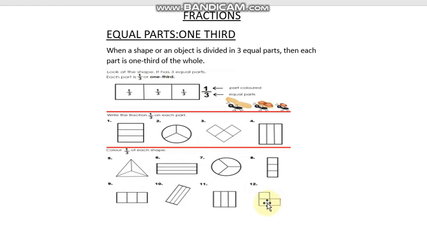So students, this is all about the fraction equal parts 1/3. When you divide an object or a shape into three equal parts, then each part is 1/3 of the whole. When you color or take any one part, it is 1/3 of the whole.